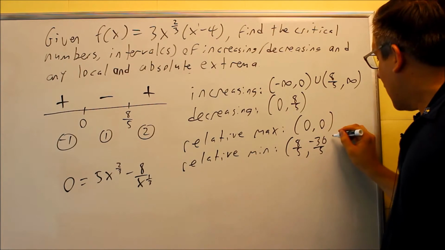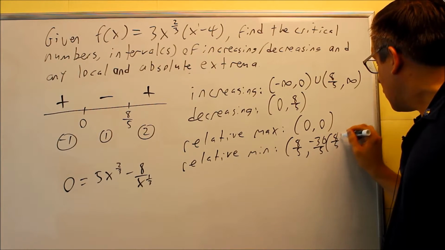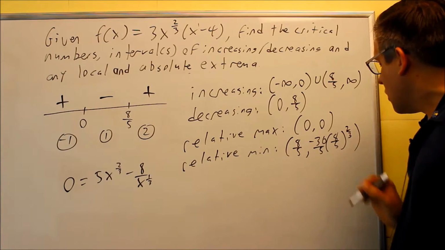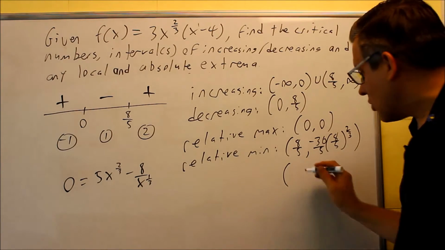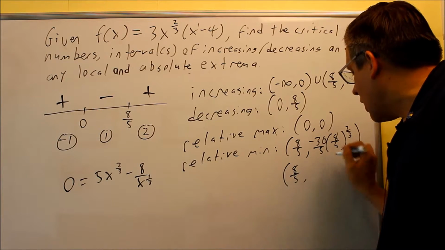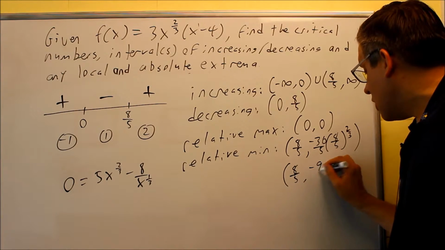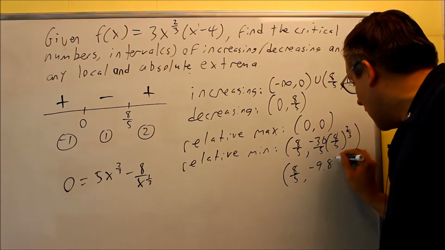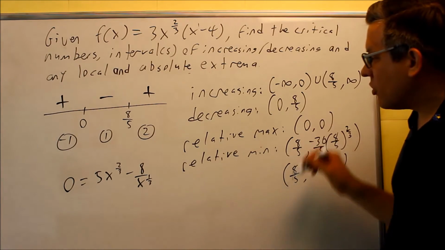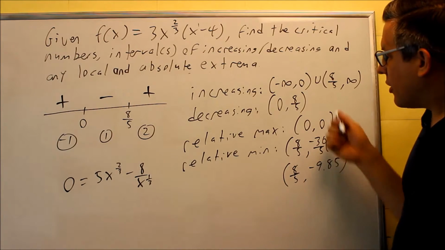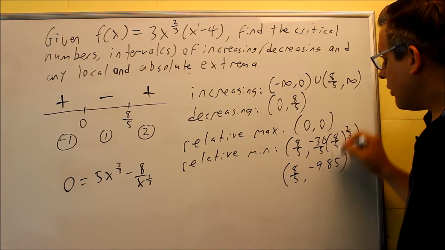But then you're going to have to do 8/5 raised to the 2/3. So you could leave your answer like that. You could also do a decimal on this as well. The decimal equivalent of all this stuff should be negative 9.85 you'll get, so either one of those. Okay, so this would be the relative or local extrema, these right here.